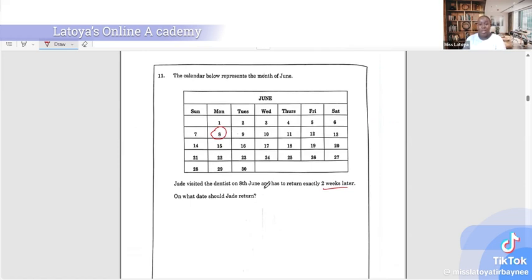Or you can check it. 14 days later. So here is going to be 1, 2, 3, 4, 5, 6, 7, 8, 9, 10, 11, 12, 13, 14. So on what date should Jade return? On the 22nd of June.